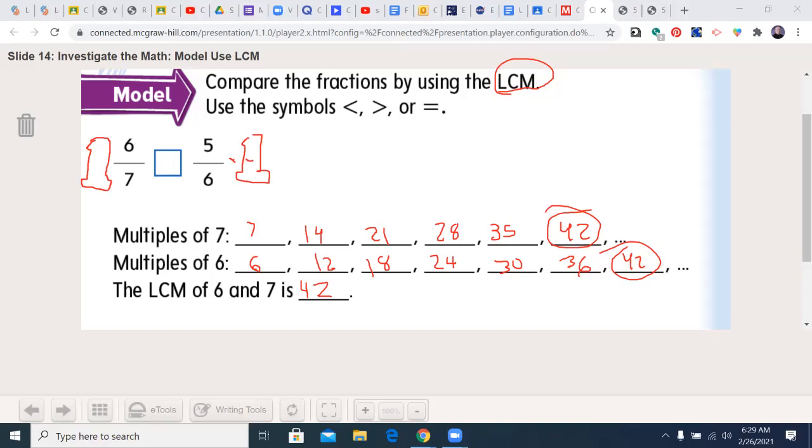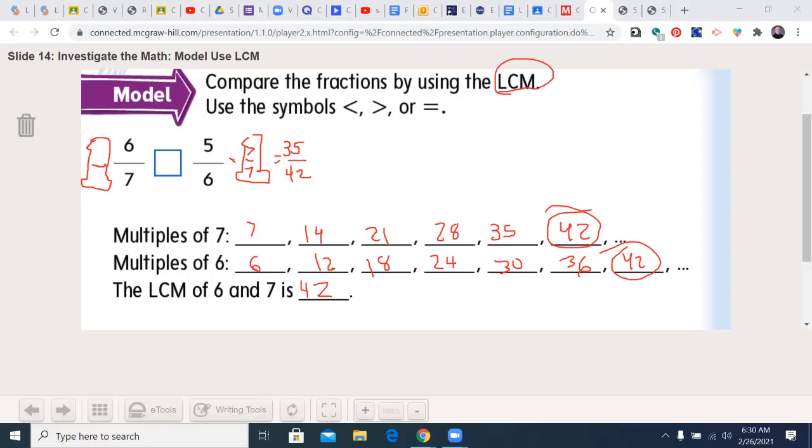All right, so I need this to end up being over 42. Starting on this side, 6 goes into 42 how many times? If you said 7, you're correct. In order for this to be the equivalent of 1, it needs to be 7 over 7. So whatever the numerator is, the denominator has to be, or vice versa. So now I go 5 times 7 is 35. So 5/6 is equivalent to 35 over 42.